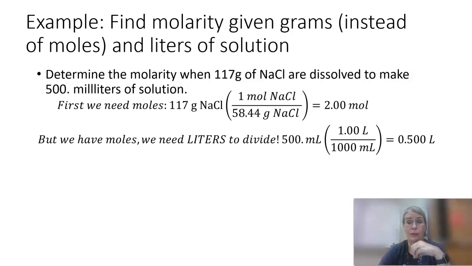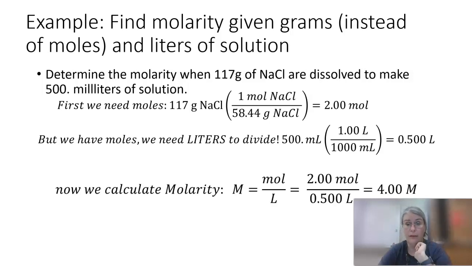Now I can use my 2 moles and my 0.5 liters. If I wanted to work with 500 milliliters, I would have to change that to 2,000 millimoles because I either have to have all of them millis or none of them millis. So in this case, I would take 2 moles divided by 0.5 liters, and I would end up with a 0.4 molar solution.